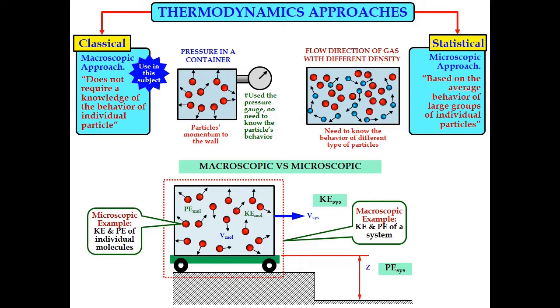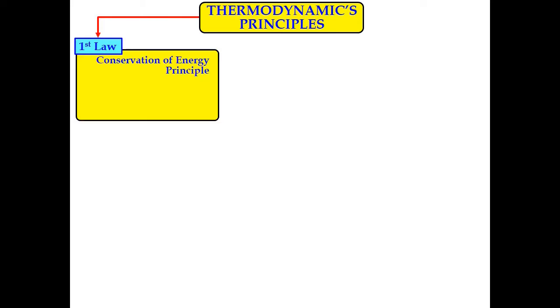Okay, so that's the difference between macroscopic and microscopic. Now, it's about the thermodynamics principles that we will use to discuss any thermodynamic system in this subject. First, we have the first law of thermodynamics. This law is actually the conservation of energy principle that you have learned before, where this law mentions that energy can change from one form to another, but the total amount of energy remains constant.